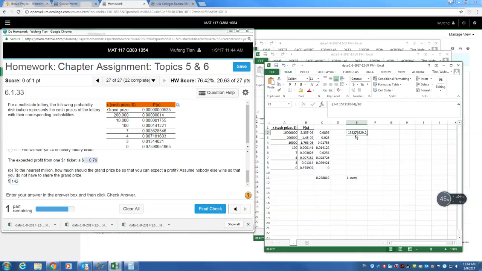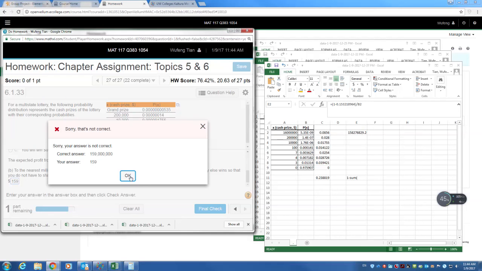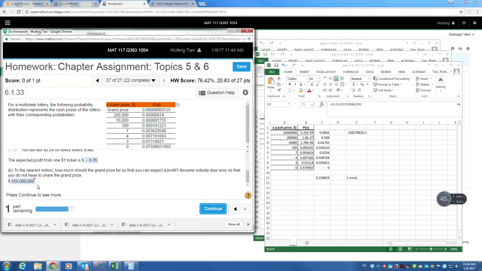3, 4, 5, 6. Okay, 158. So 158 or 159, either one. I think at least 159 million. If you round it up, it's 158, 159. Oh, so the correct answer is 159 million. I forgot to put the zeros, so it's 159 million.